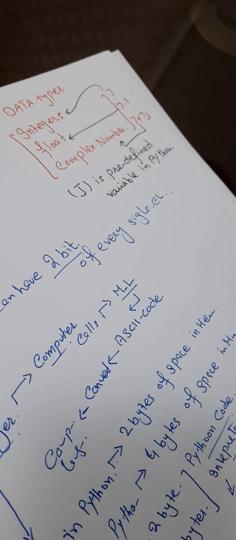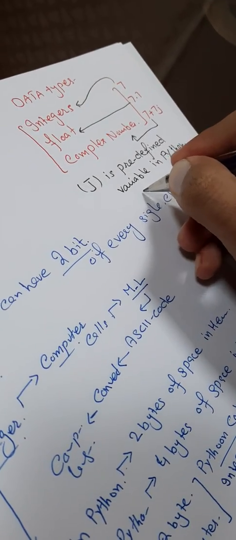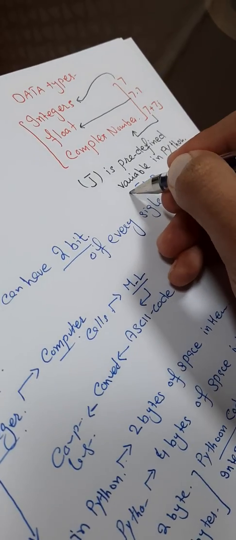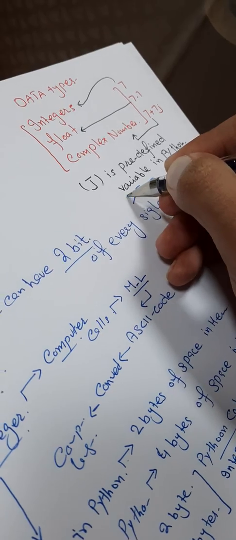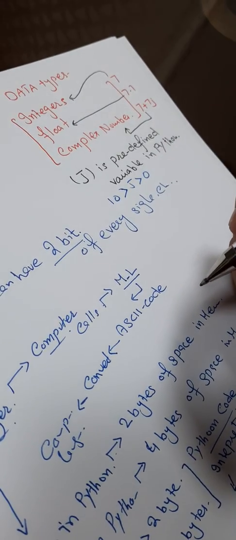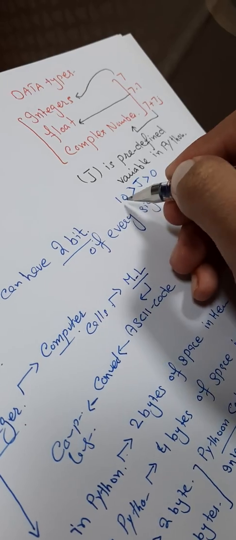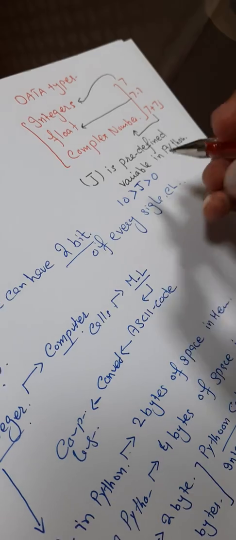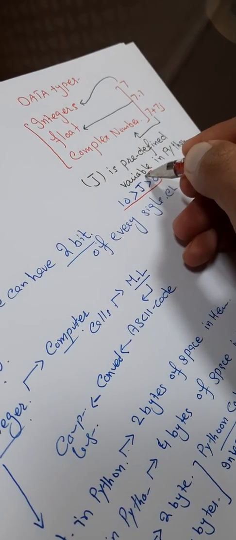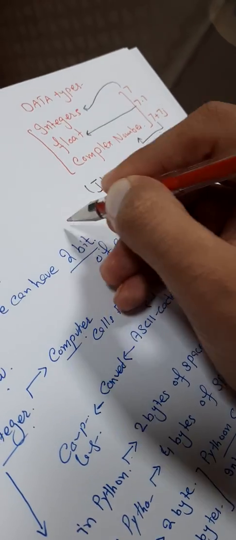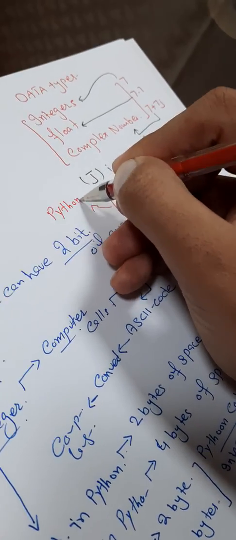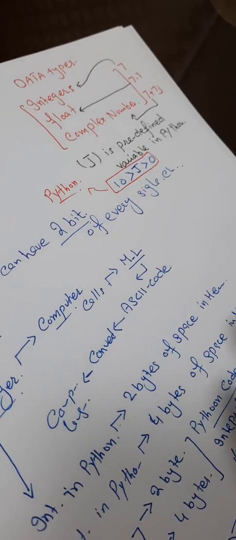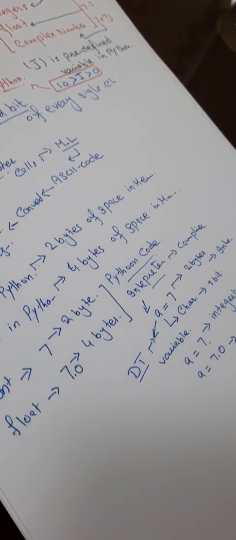which contains a value: j is greater than 0 but less than 10. So whenever you say j is greater than 0 and less than 10, this is the value of j in Python. So these are the numbers. These are the characteristics of a number.